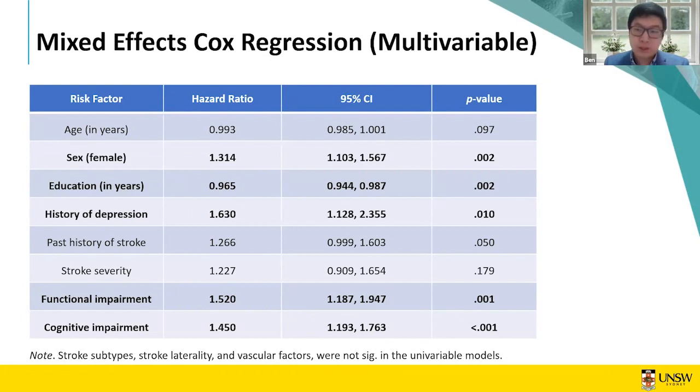So after putting all these significant risk factors into a multivariable model, we can see that females, lower education, history of depression, functional impairment, and cognitive impairments were all significant risk factors for PSD after controlling for each other.